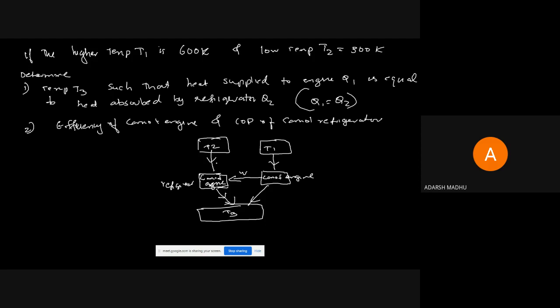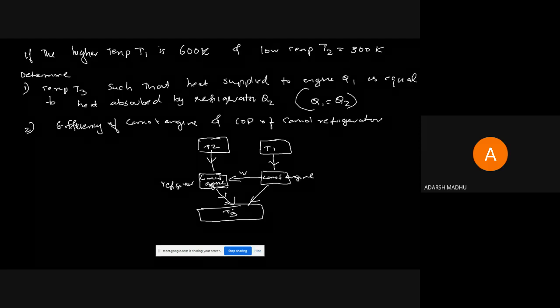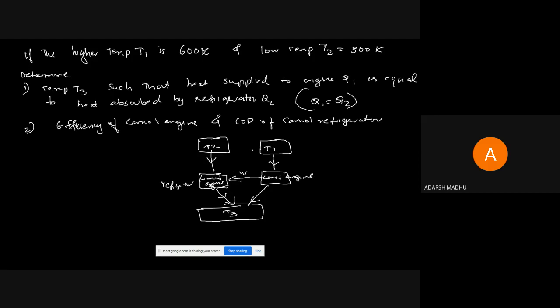It receives heat from T2 and delivers to T3. So the first value here is Q1. We can reduce Q2. Here we cannot give Q2, so we can denote it as Q1 dash.